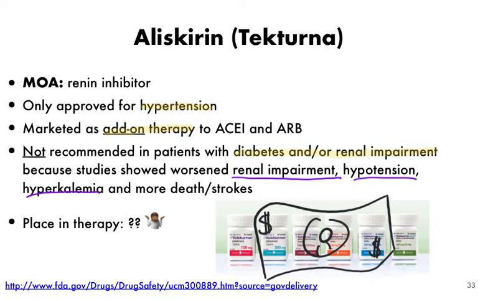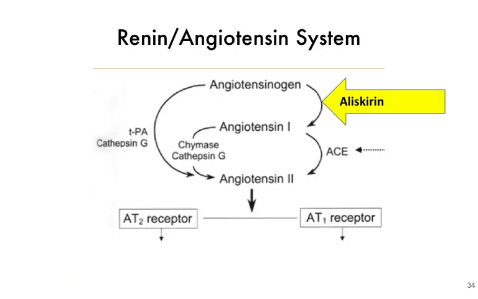Given its safety profile, its very narrow usage, its limitations on indication, and the fact that it's very expensive, I just don't see its place in therapy. It's questionable to me that you would ever reach for this drug as opposed to something else when treating most patients for hypertension. This is where aliskiren has its action. It limits the conversion of angiotensinogen to angiotensin 1. So it's working further up the ladder than the ACEs and the ARBs.